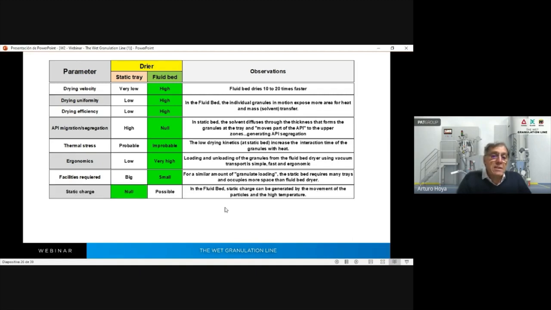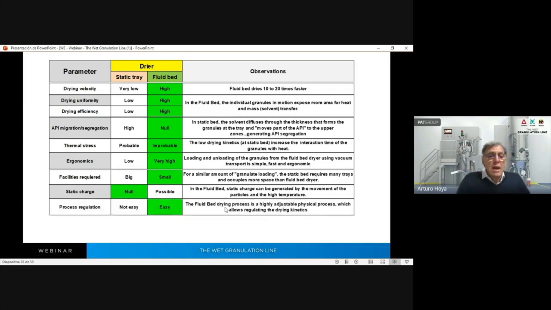It's not common for this. Static charge, well, here take care. It is practically null in the case of the static tray, and possible in the fluid bed. So we have to keep in mind to have all the safety devices to avoid any type of static charge. Process regulation is not easy to do in a static tray, and it's very easy, and we will see now an example, in the case of the fluid bed.